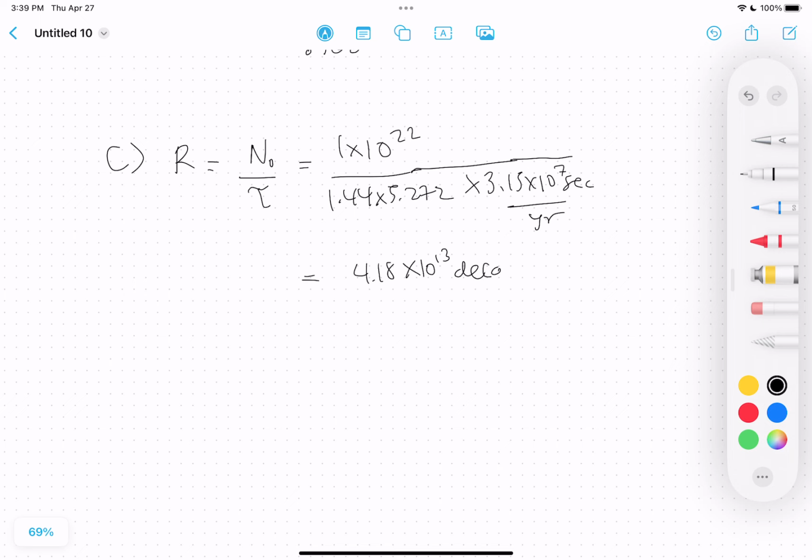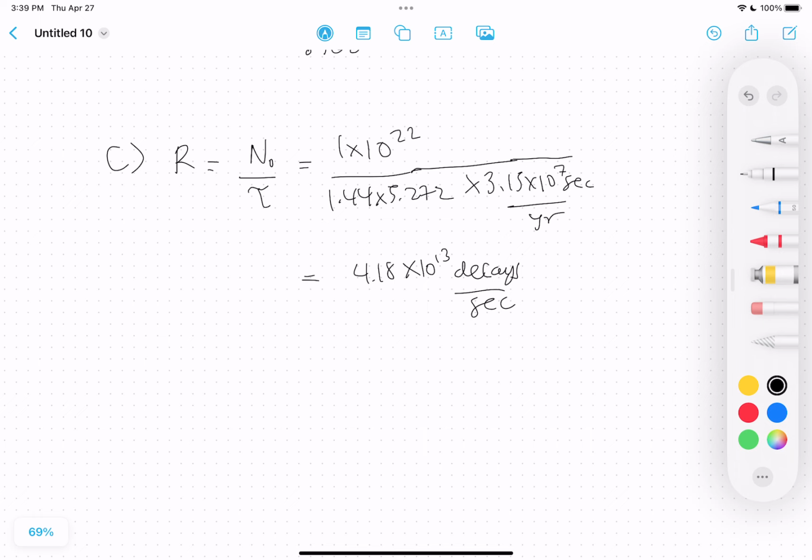1 times 10 to the 22, and then just divided by, you take 1.44 times the half-life, which is 5.272, and then multiply that as well by 3.15 times 10 to the 7th. It's like that whole thing in the denominator. And like I said, the answer key is incorrect, I'm fairly certain. But I'm going to move on to D here real quick.